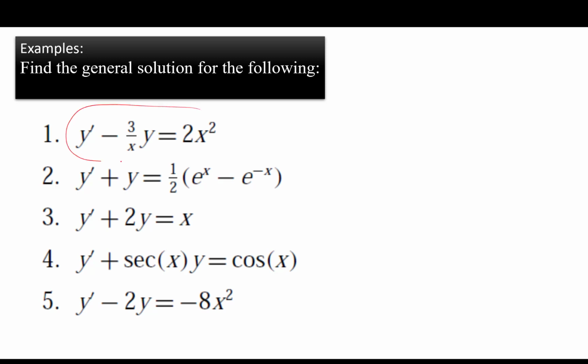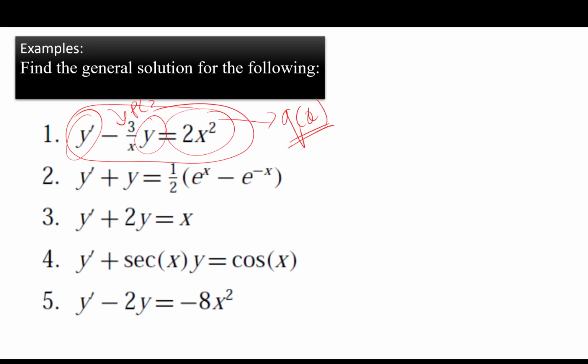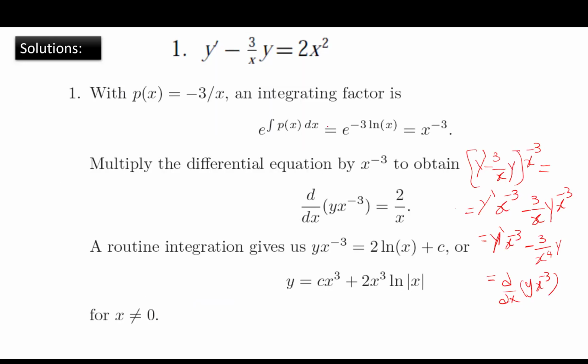Let's go with the first one, which is y prime minus 3 over x times y equal to 2x squared. This is, as you can see, seemingly a linear equation because we have y prime here, we have y here, this is p of x, and this is q of x, so it is a perfect linear ordinary differential equation. Let's show how we can solve it.